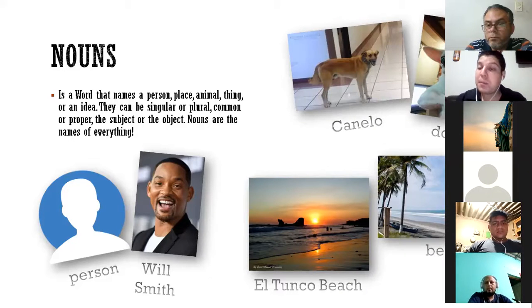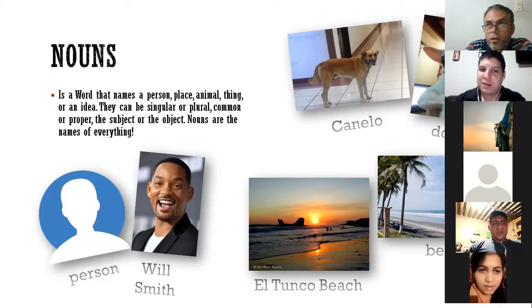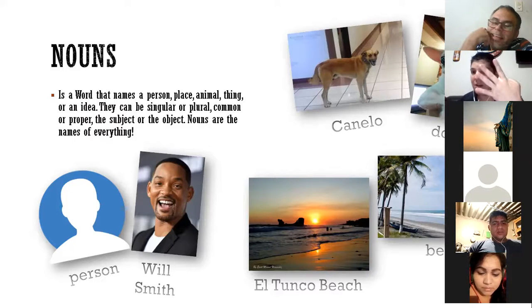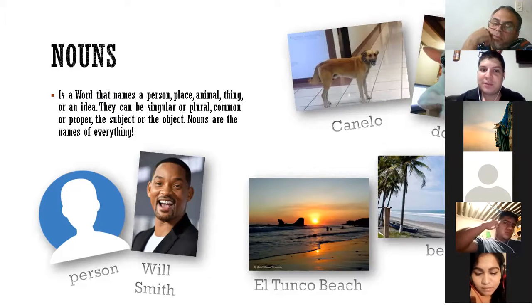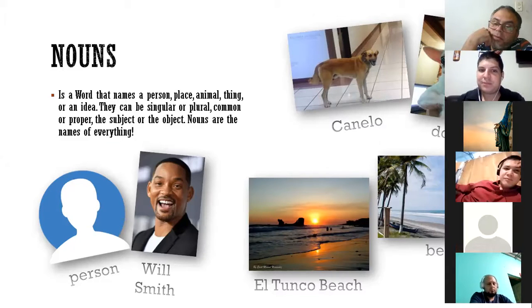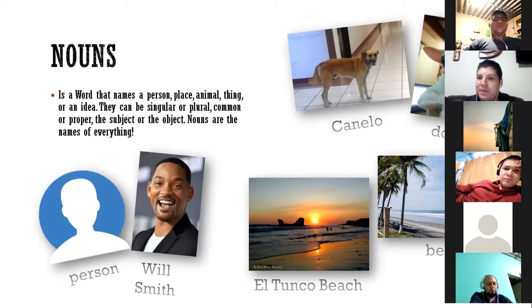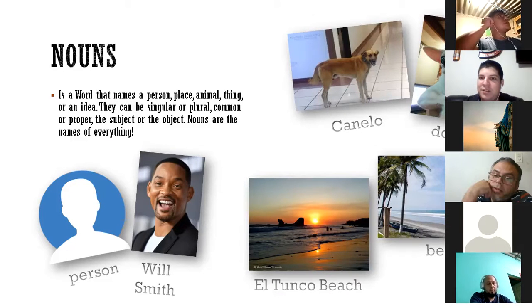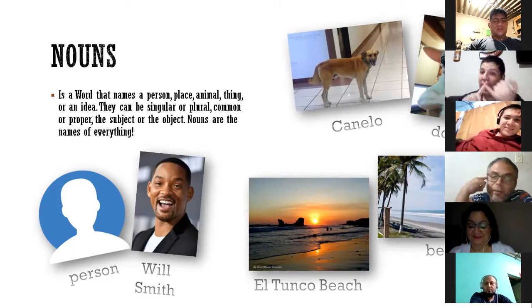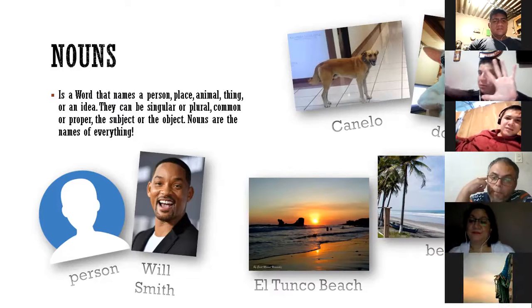Which ones are the vowels, guys? ¿Cuáles son las vocales? A, E, I, O, U. Those are the vowels, guys. Now, ¿cuáles son las consonantes? What are the consonants? Todas las demás. The rest. Okay. That's it. So we have vowels: A, E, I, O, U. Five. The rest, consonants.